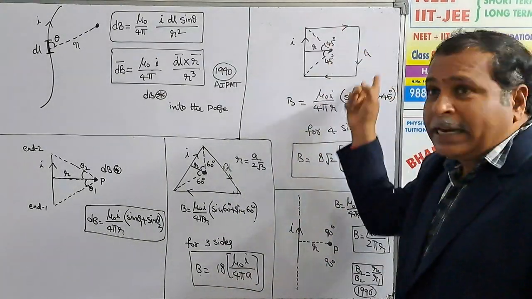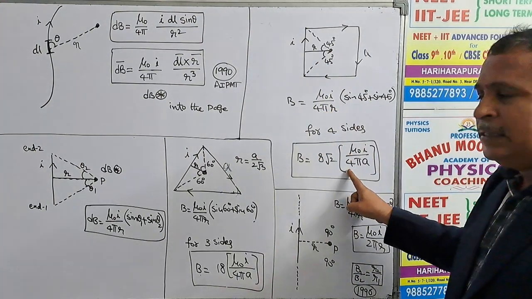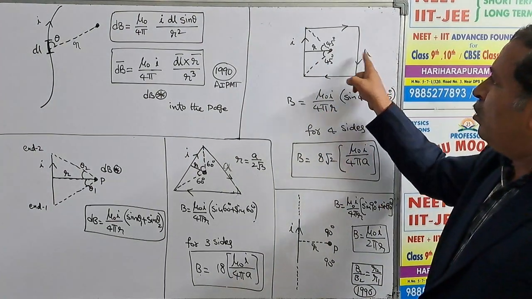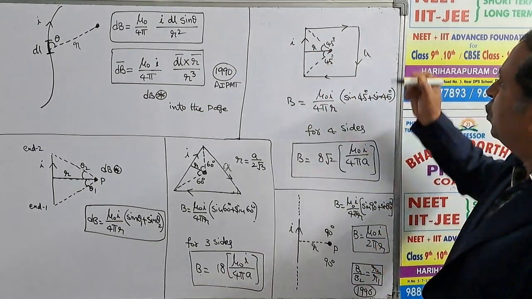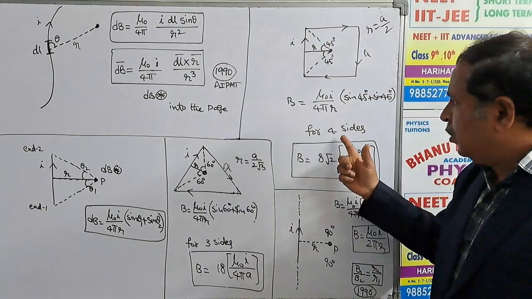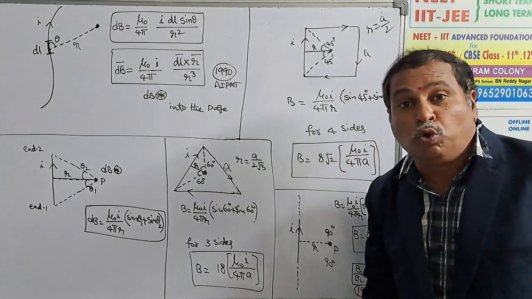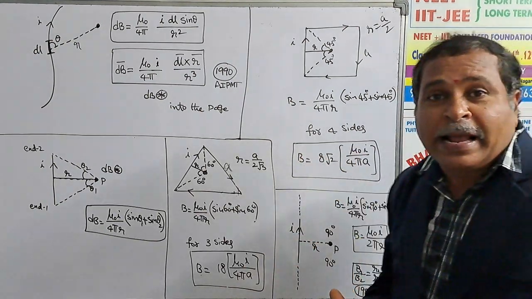Like that, 4 sides are there. So 4 times this value represents the total. Here the R value is A by 2. If you substitute R equals A by 2 in this formula, then you can get 2 root 2 times mu naught I by 4 pi A. So this is the expression for the magnetic induction.